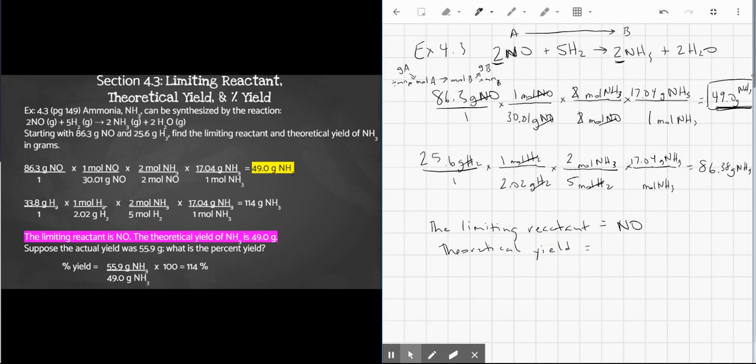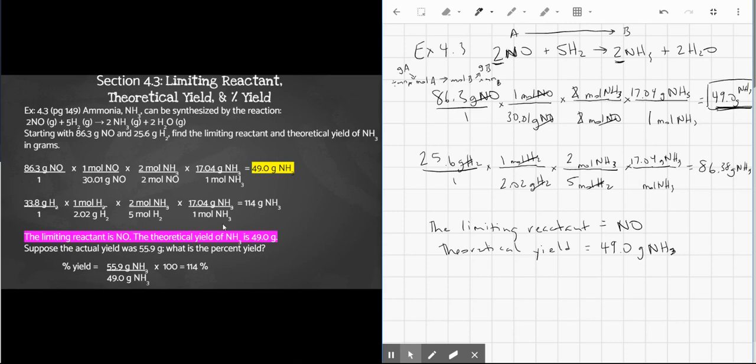Now remember, it's called theoretical because in the real world, not every single molecule of NO is going to turn into NH3, but if they all did, it would produce 49.0 grams of NH3. Okay, so this is my limiting reactant and my theoretical yield.